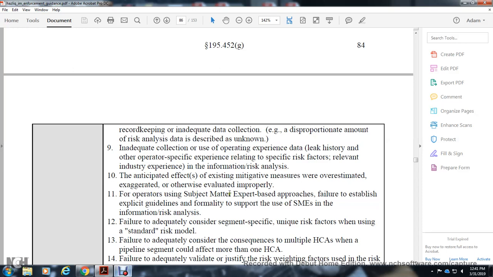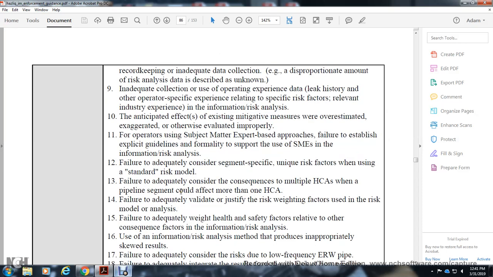11. Operator subject matter expert based approach, with failure to establish the existing guidelines of the formality of the subject matter expert in the information risk analysis. 12. The failure to adequately consider the segment specific unique risk factors, even in the standard risk model. 13. Failure to adequately consider the consequence of the high consequence area and whether pipeline segments could affect the high consequence area.